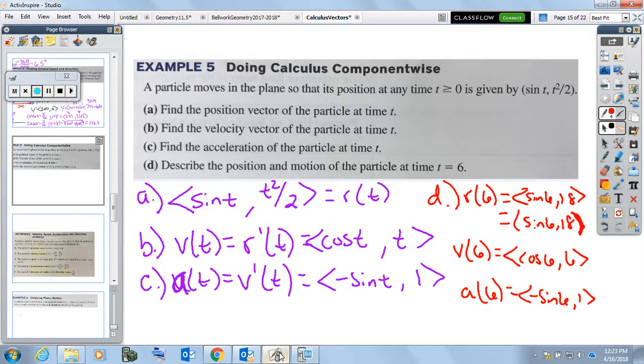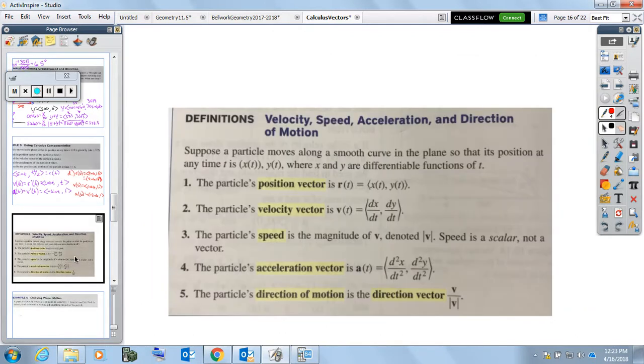And so it's not always necessary to see the graph of it. I thought it would be cool to throw it in there as well. And that's going to lead us into our definitions, the five different parts of thinking about velocity, speed, acceleration, and the direction of the motion.